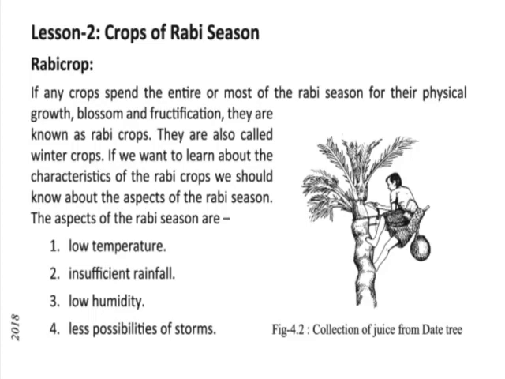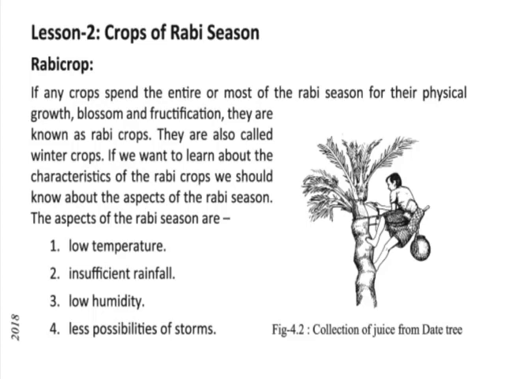That means any crops which last the whole Rabi season for their physical growth, blossom and fructification are known as Rabi crops. They are also called winter crops because the crops are sown in the winter and we can reap them in the time of winter. So that is also called winter crops.